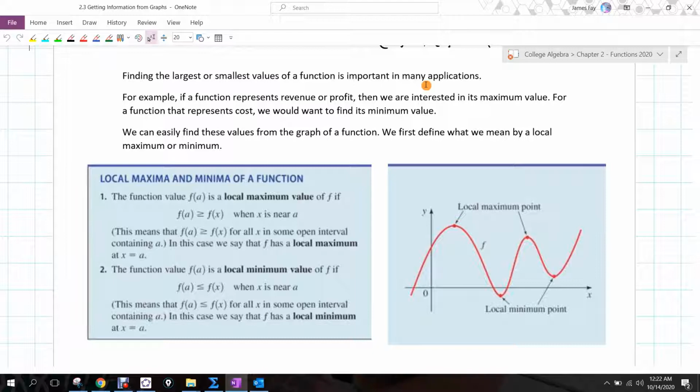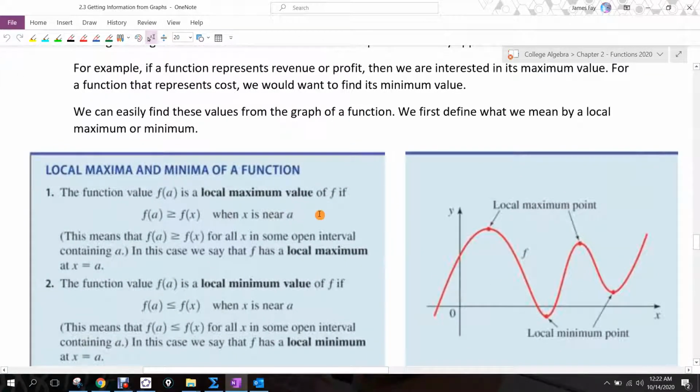It says local maximum and minimum of a function. It says the function value f(a) is a local maximum of f if f(a) is greater than or equal to f(x), where x is near a. When we get to calculus, we'll be a little more specific with what this near means, because it's kind of vague, a little ambiguous. But let's look at our picture over here.